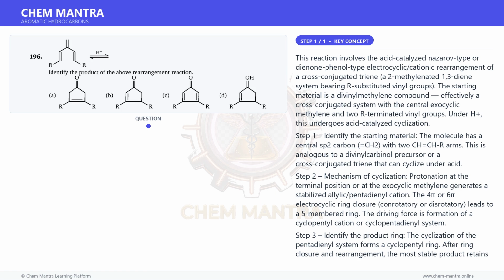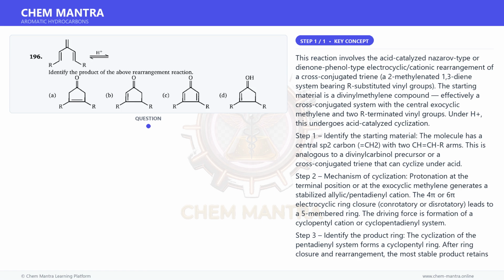Step 1. Identify the starting material. The molecule has a central sp2 carbon, C=CH2, with 2 CH=CHR arms. This is analogous to a divinyl carbinol precursor or a cross-conjugated triene that can cyclize under acid.